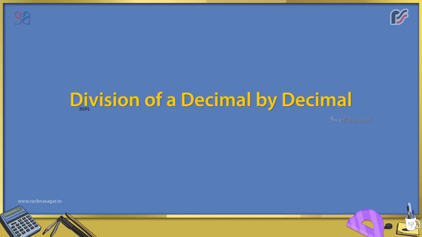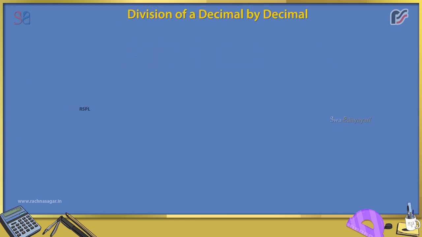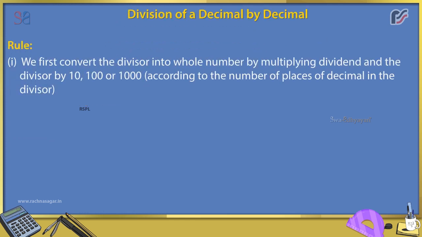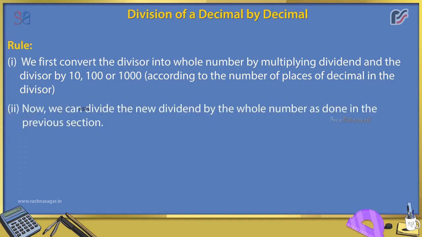Division of a decimal by a decimal. Rule: 1. We first convert the divisor into a whole number by multiplying the dividend and the divisor by 10, 100 or 1000 according to the number of places of decimal in the divisor. 2. Now, we can divide the new dividend by the whole number as done in the previous section.